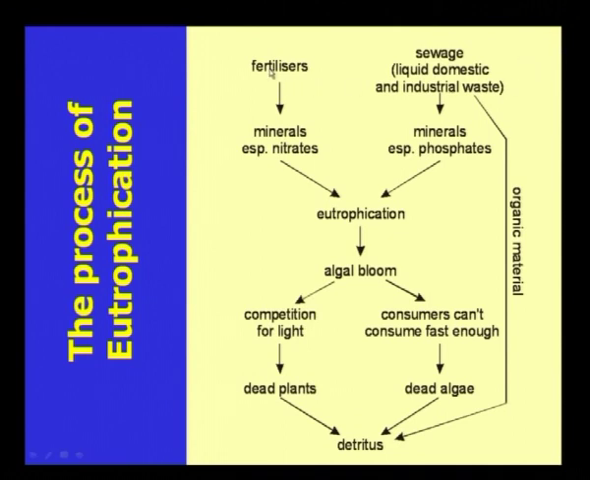From the fertilizer side and from the sewage side, the nitrates and phosphates cause eutrophication to start, and the algae develop in large amounts, which we call an algal bloom. Because a large amount of algae is on the surface, there is competition for light, and the consumers cannot consume fast enough. With a large amount of algae and fewer consumers, that means fish, they cannot consume fast enough, and so the result is dead algae.